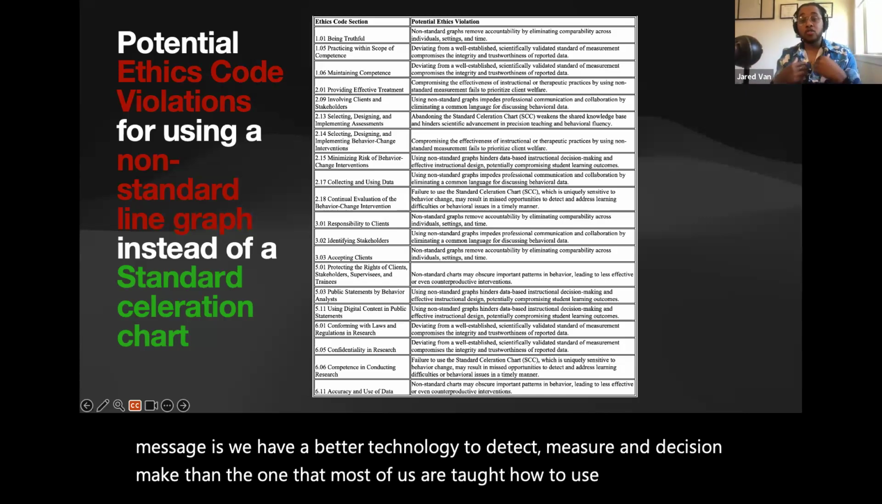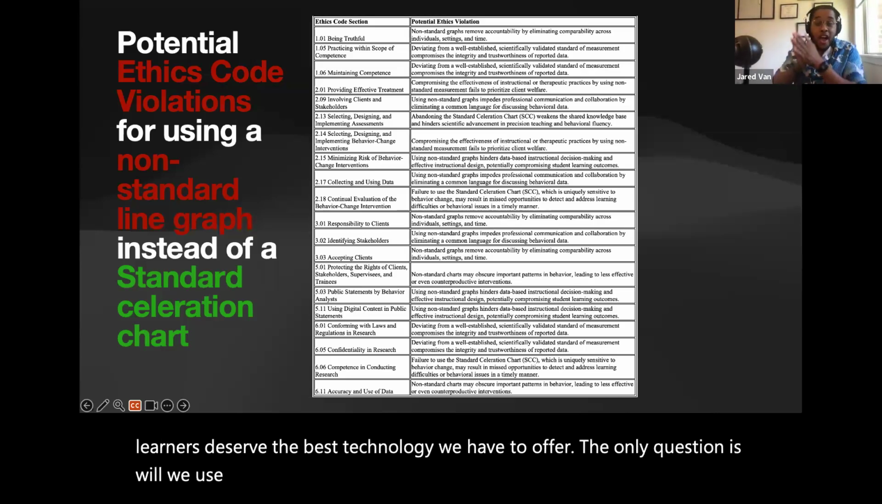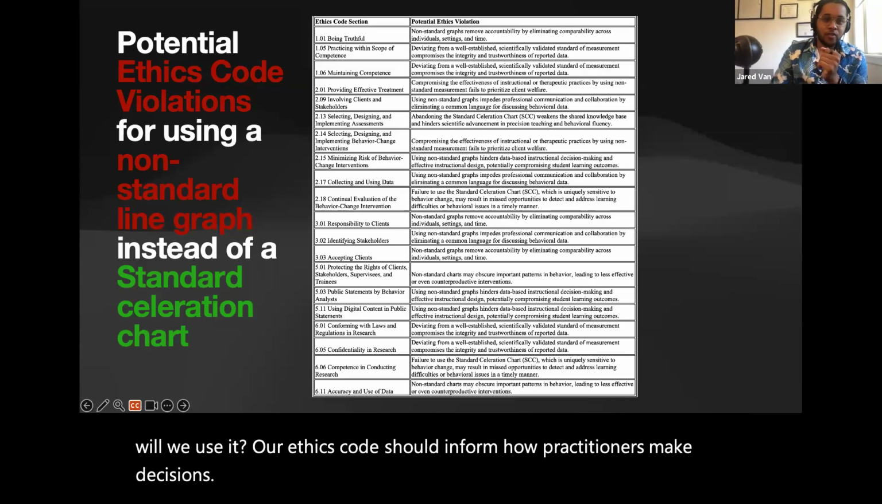I believe our learners deserve the best technology we have to offer. The only question is, will we use it? Our ethics code should inform how practitioners make decisions. So that's what I have for you today for precision teaching.